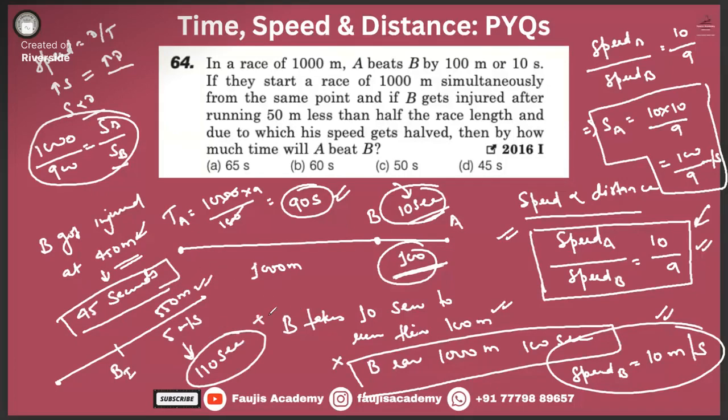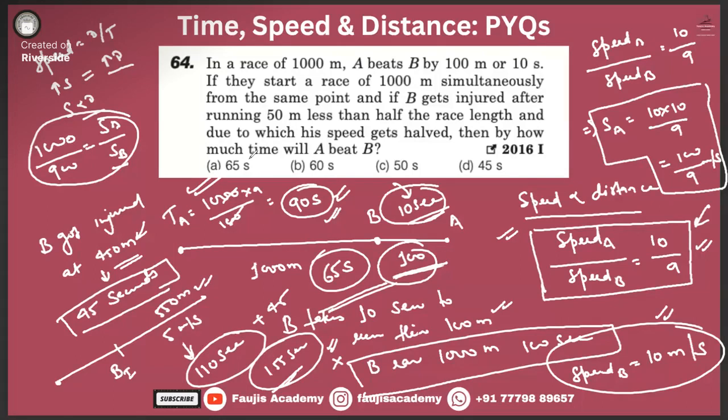That means total how much time did he take? 155 seconds. A took 90 seconds, B took 155 seconds. How much is the difference? 65. Then by how much time did A beat B? 65 seconds. Which one is the correct answer? Option A.